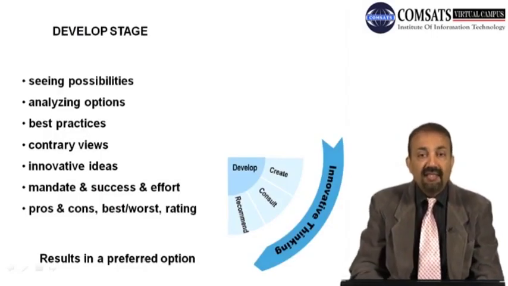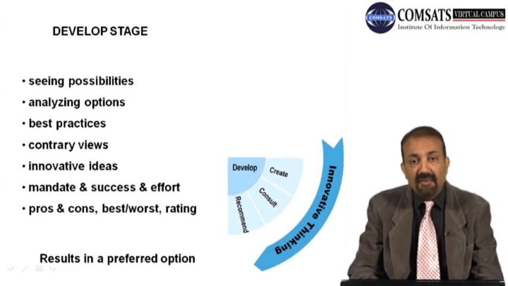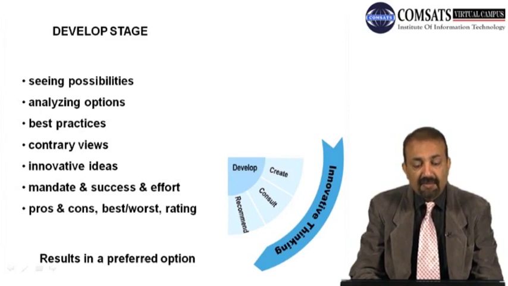Now my dear students, as the next stage which is available with the development stage is concerned, which has been quoted in this blue color, it will also make us think about some aspects of this public policy making process. In that development stage, you have to talk about seeing possibilities. आपके पास क्या क्या different possibilities available हो सकती हैं. Then analyzing different options about those different available possibilities. Then you have to talk about the best practices.